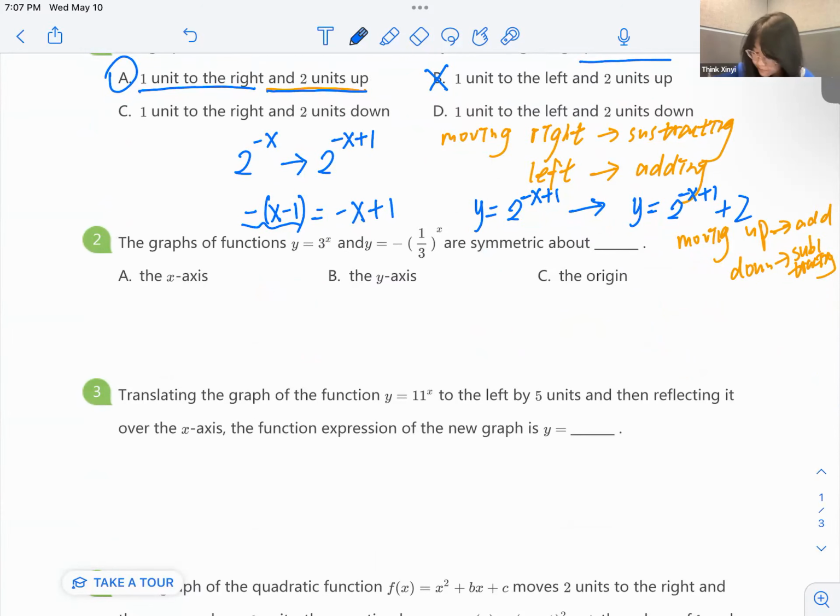So let's see. If it's y equals 3 to the x, if it's symmetric about the x-axis, what function can we get? What new function can we get if it's reflecting over the x-axis? Any volunteer? You can type your answer in the chat box.